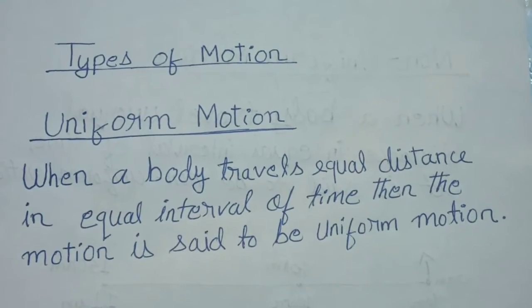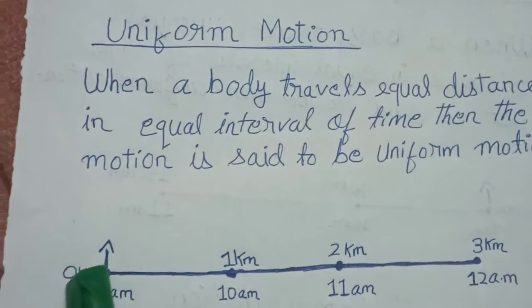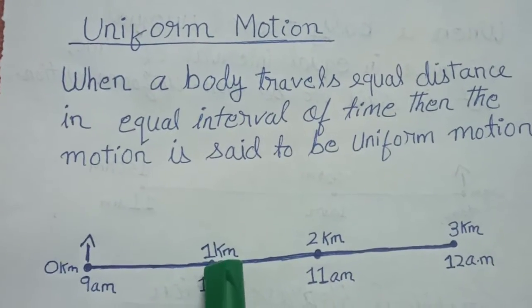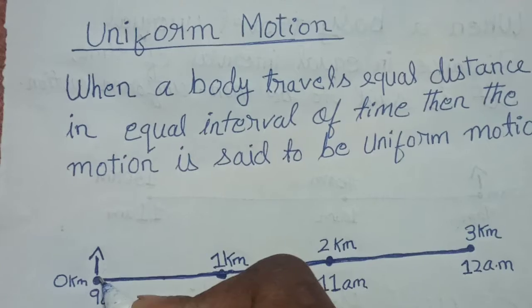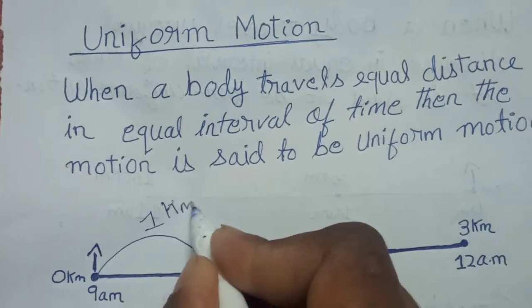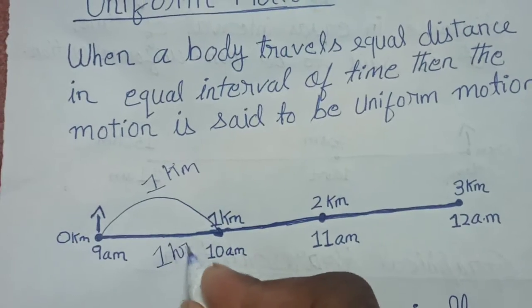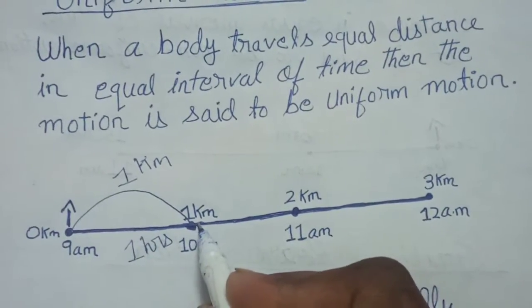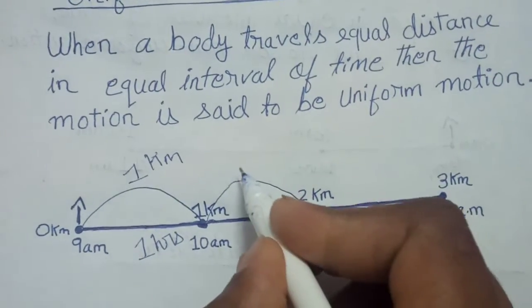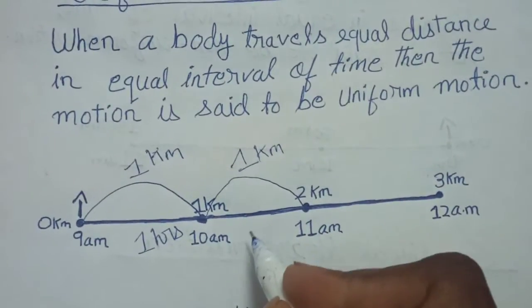So let's understand this definition by taking an example. Here you can see an example. Suppose a body travels from 0 kilometer to 1 kilometer. That means the distance covered here is 1 kilometer, and the time taken, 9 to 10 am, is 1 hour. Again, that body travels from 1 kilometer to 2 kilometer. That means the distance covered here is 2 minus 1, that means 1 kilometer, and the time taken, 10 to 11, is 1 hour.